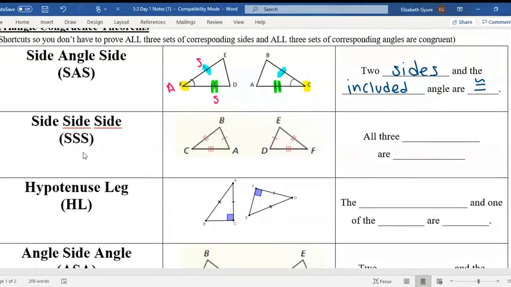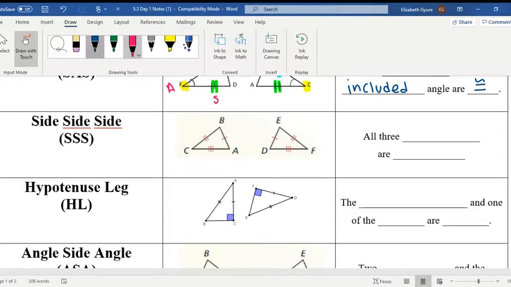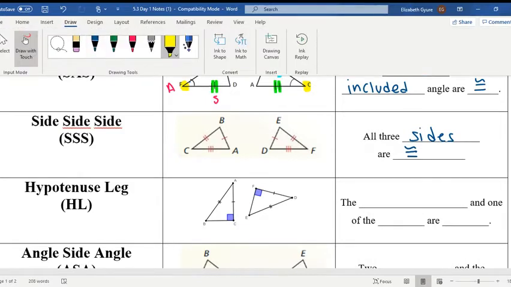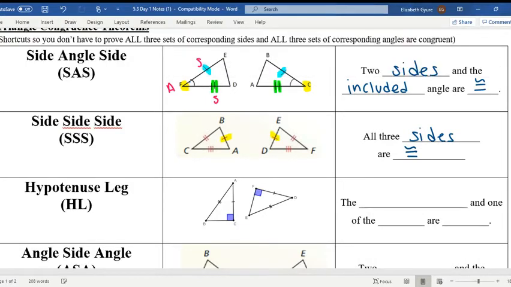Side, side, side is a pretty easy one to notice because you're only looking at sides. So we're only looking at our segments. This means that all three sides are congruent. So here we have that side BA is congruent to DE.